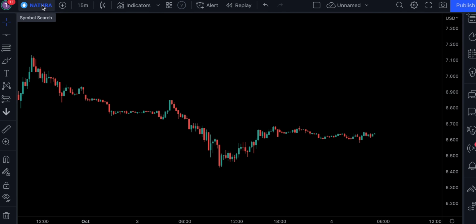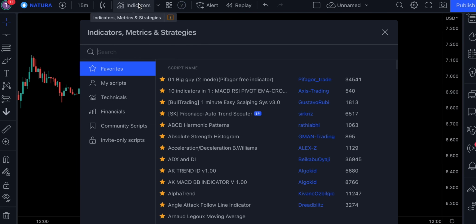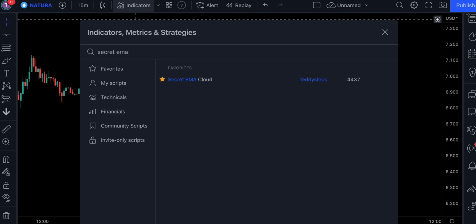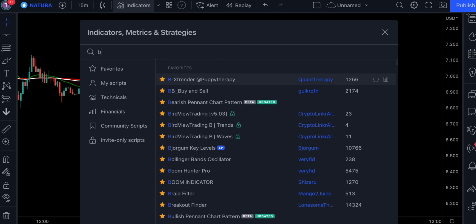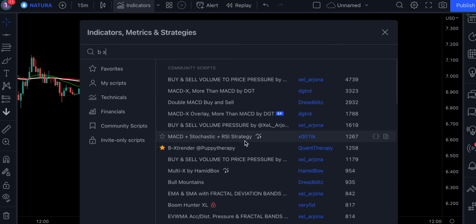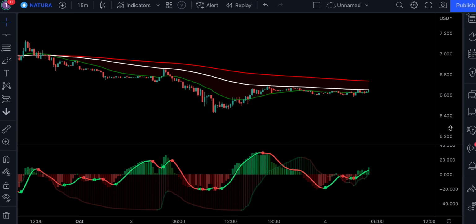So to add the indicators to the chart, you first need to click on the Indicators tab and search for the first indicator, which is called the Secret EMA Cloud. Select this indicator by Teddy Kleps. For the second indicator, you want to search for BX Trender. This indicator by Quant Therapy. We're not going to change any settings on these indicators, we're just going to keep them on default.